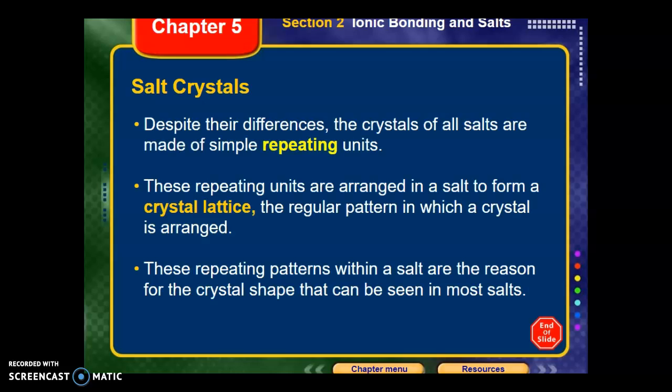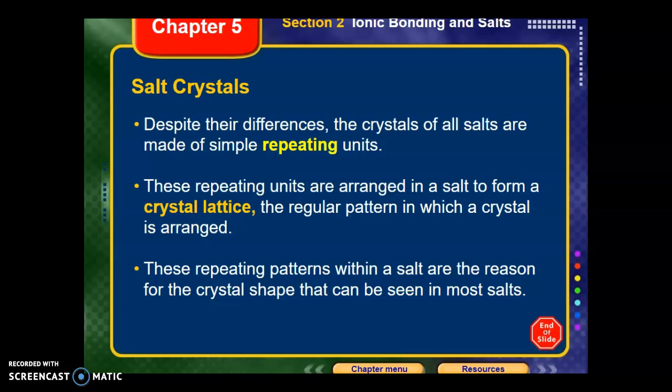So, all salt crystals, all crystal lattices, all ionic compounds are made up of repeating units. Those repeating units are the positive cations surrounded by negative anions, or the negative anions surrounded by positive cations. Those repeating units are arranged in the salt to form a crystal lattice, and that's the regular pattern.